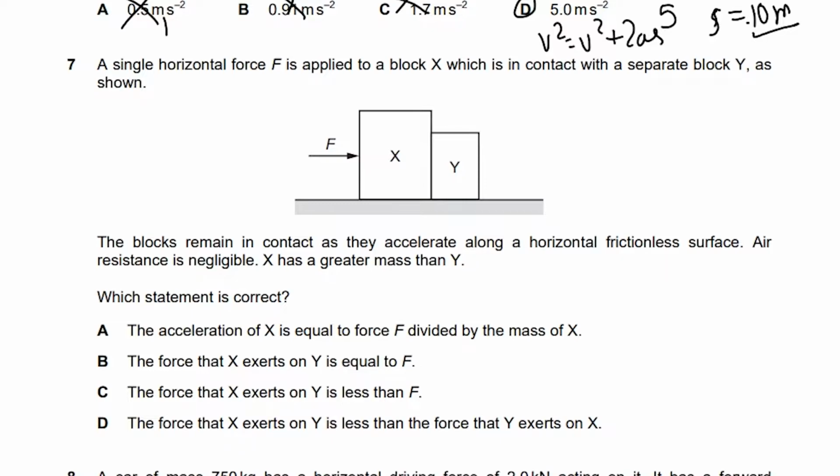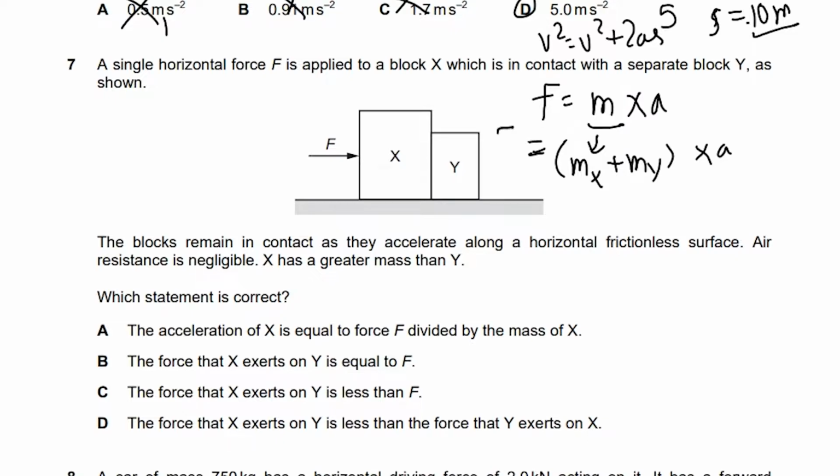Which statement is correct? Now, the formula for force is mass times acceleration, and this force F is acting over these two blocks, block X and block Y. So this mass is the mass of X, which I am writing as mx, plus the mass of Y, my. Now the acceleration is force over mx plus my. Acceleration is force divided by the combined mass of these two blocks. Now let's check the options.